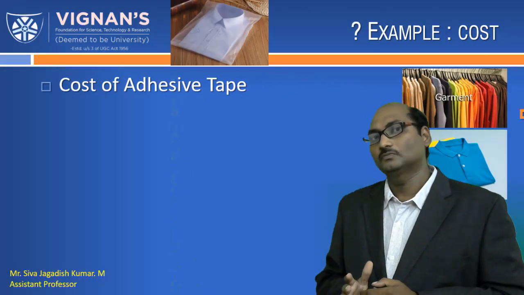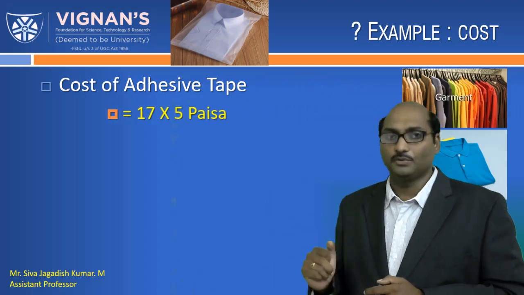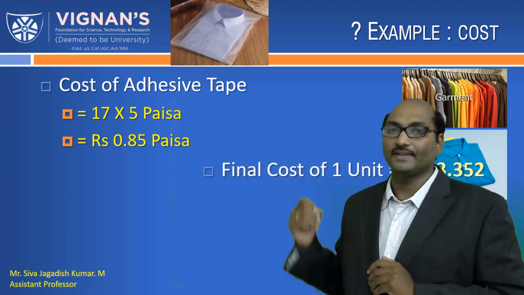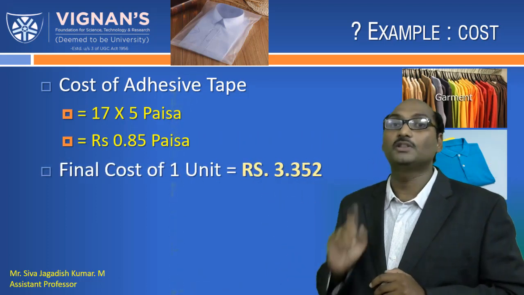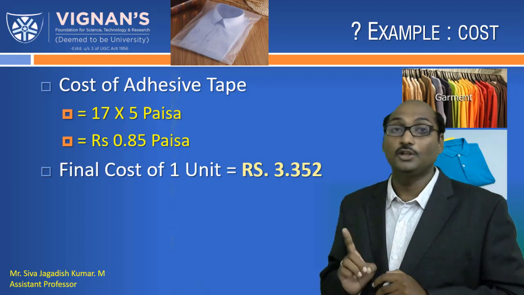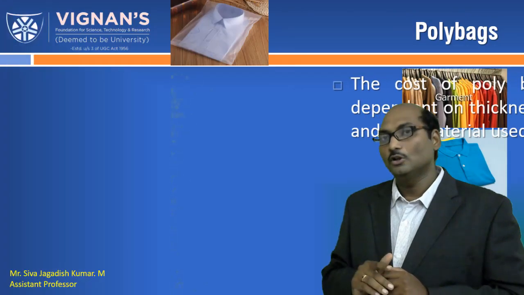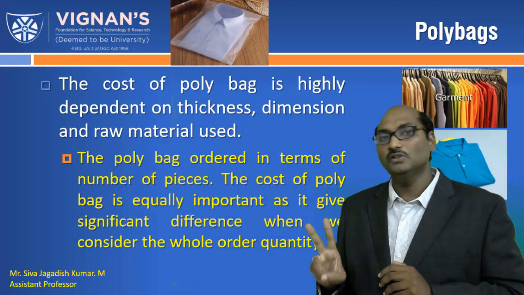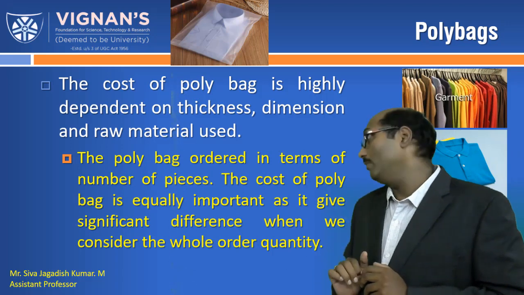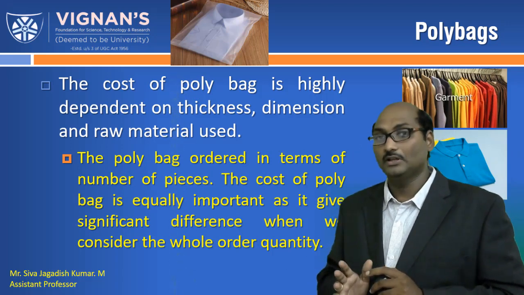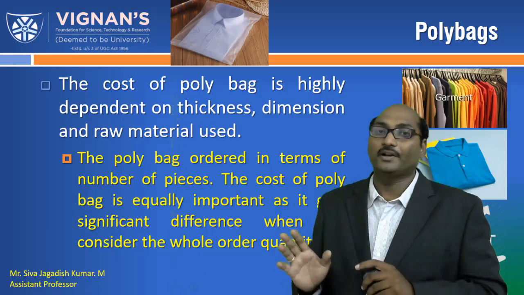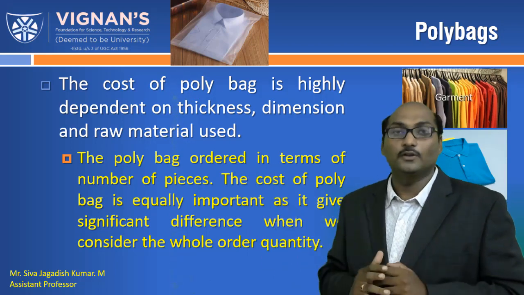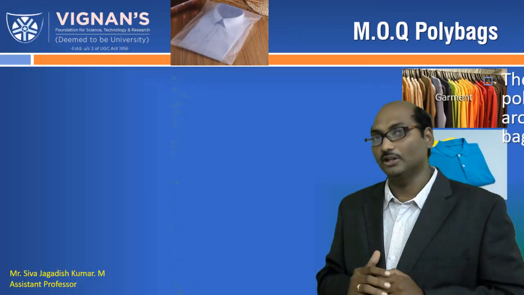Similarly, it has the self-adhesive tape, right? 17 inches is the width and per inch is 5 paisa. So 85 paisa extra. So one polybag is 3 rupees 35 paisa. Understood? So the cost of a polybag is highly dependent upon the thickness, the dimensions and the raw material used. The polybag is ordered in terms of number of pieces. The cost of a polybag is equally important as it gives a significant difference when we consider the whole order quantity, like say 10,000 pieces or 1 lakh pieces or 10 lakh pieces.